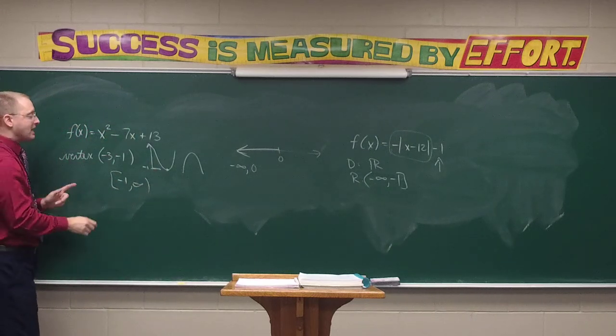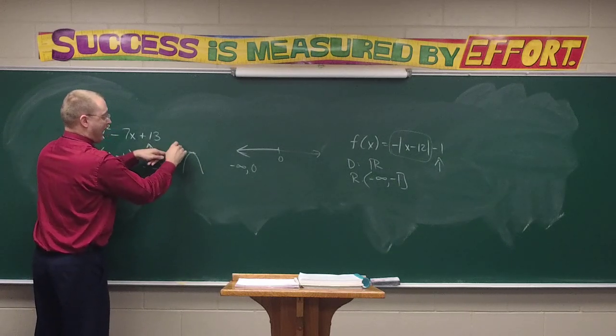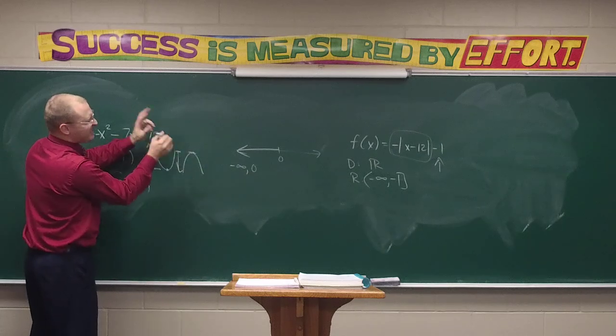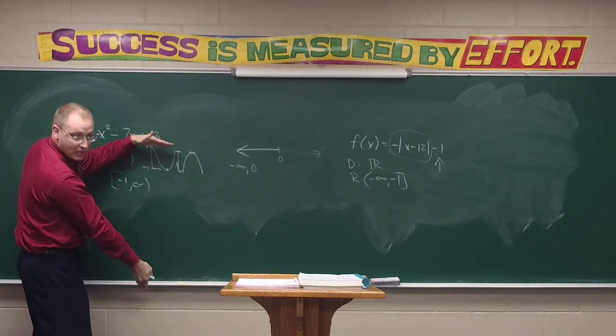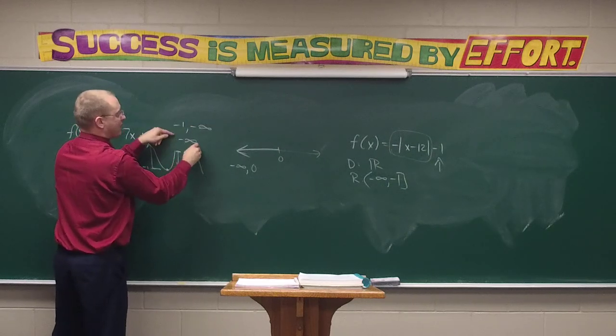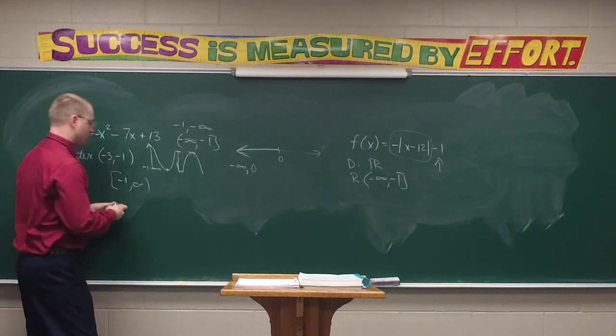Make sense? If there had been a negative in front, then now this right here and downward is my range. So now you would think negative 1 down to negative infinity, but we don't write it this way. We write the negative infinity up to negative 1. Make sense?